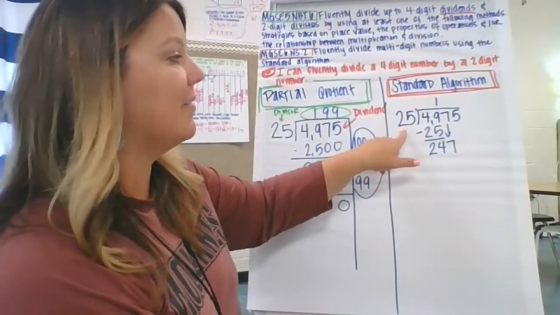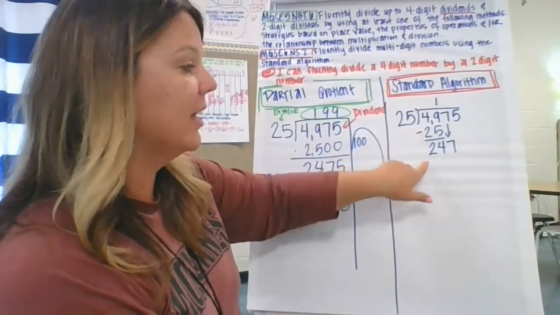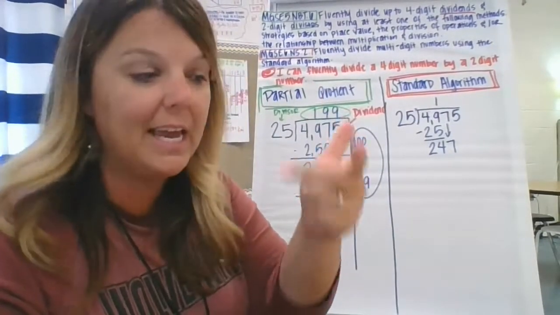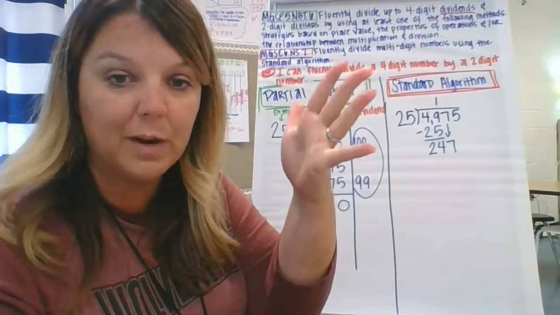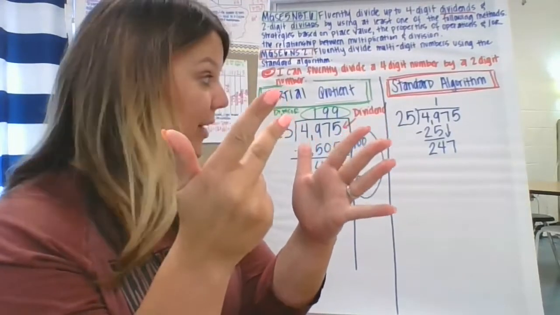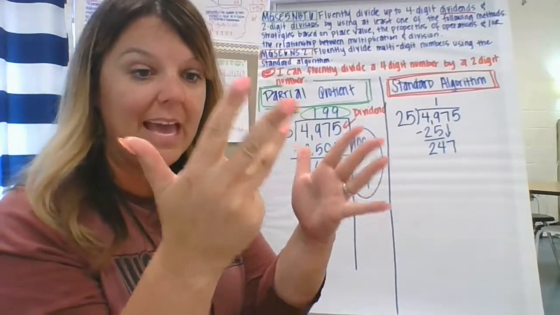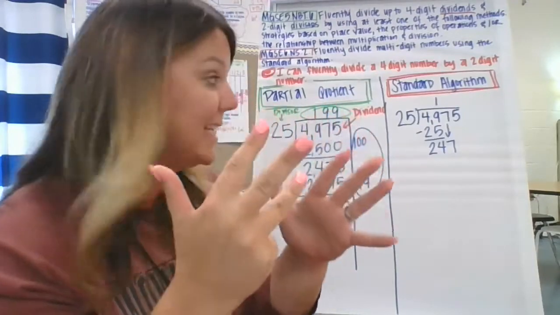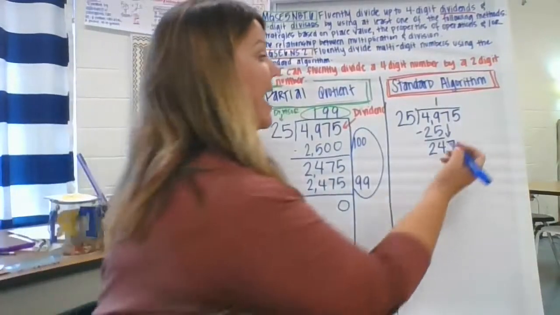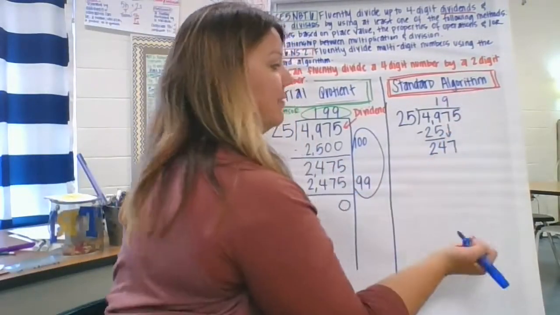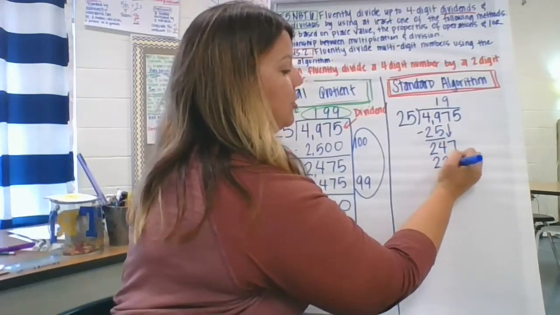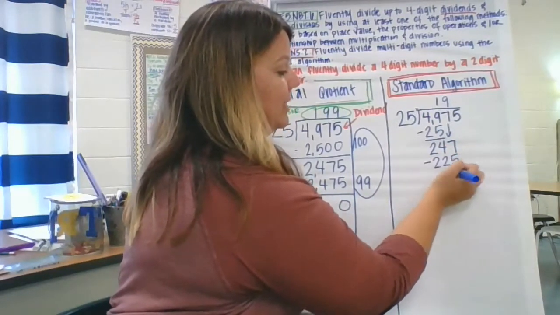So I'm going to ask myself, how many times does 25 go into 247? Well, 25, 50, 75, 100, 125, 150, 175, 200, 225. That's 9 groups. If I go 10 times, I'm going to be at 250, and that's too high. So I'm going to put a 9 above the 7. 9 times 25 is 225. And I'm going to subtract.